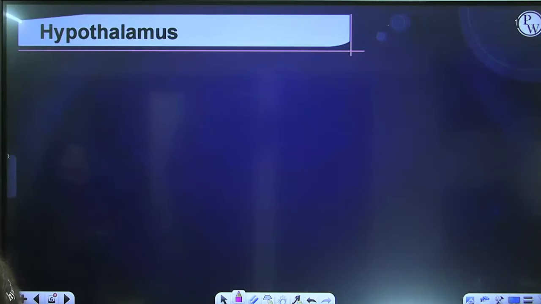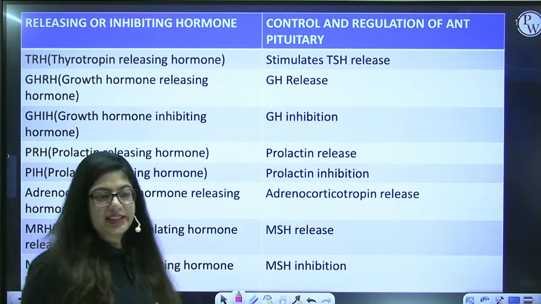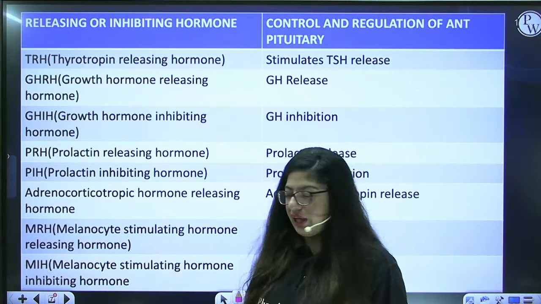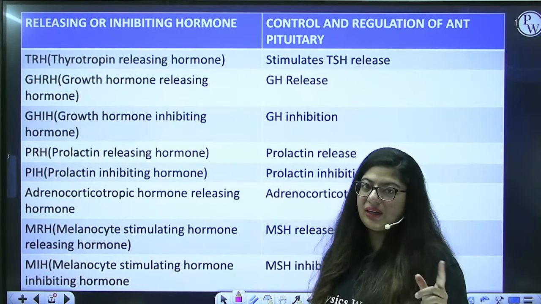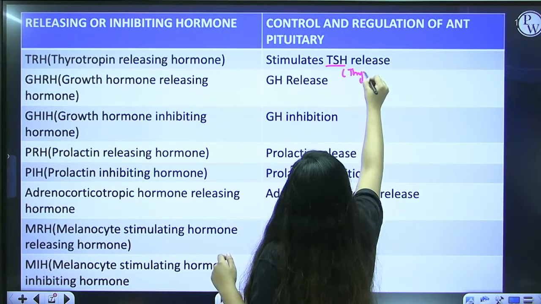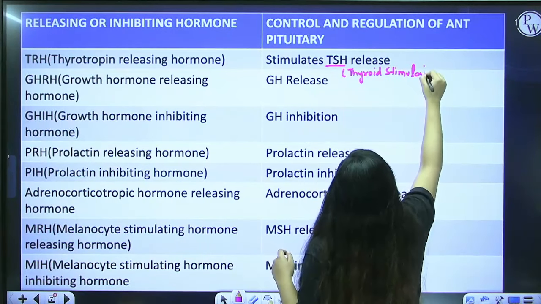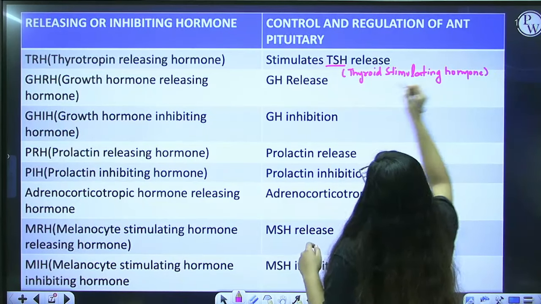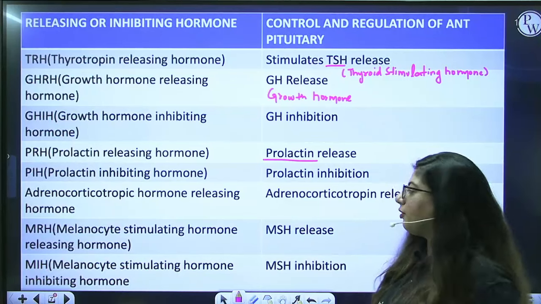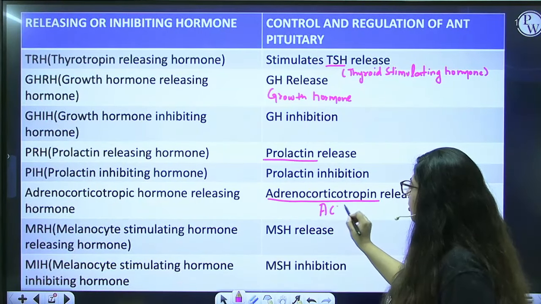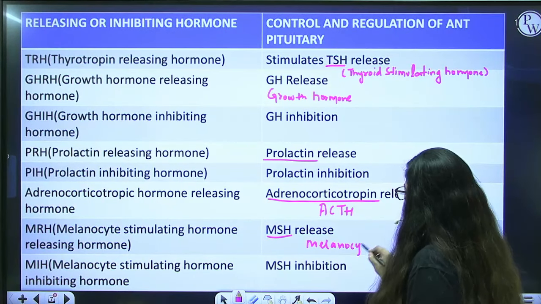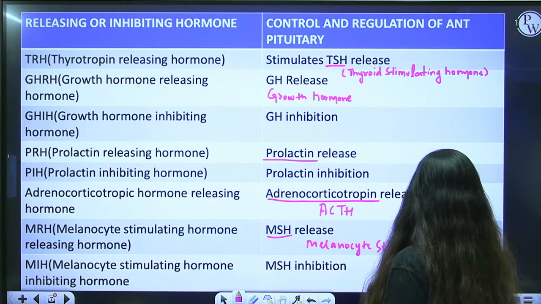All right, guys. So let's see what the various hormones are that are secreted by the anterior pituitary, and for that, what the inhibiting and releasing hormones are which are secreted by the hypothalamus. Whatever I'm underlining in pink color, they all are the hormones of the anterior pituitary. TSH, thyroid stimulating hormone, is one hormone secreted by the anterior pituitary. GH is growth hormone, the second hormone of the anterior pituitary. Prolactin is another hormone secreted by the anterior pituitary. Adrenocorticotropin, ACTH, is also secreted by the anterior pituitary. MSH, melanocyte stimulating hormone, is also secreted by the anterior pituitary.